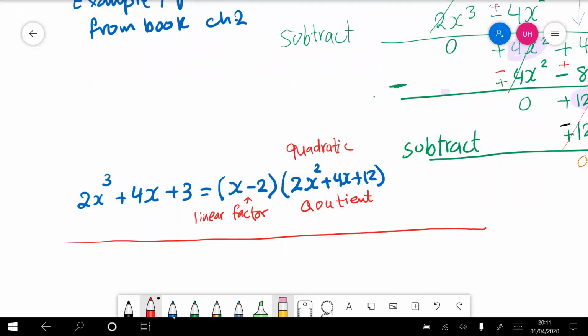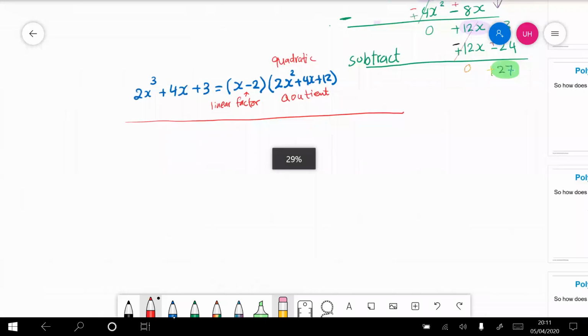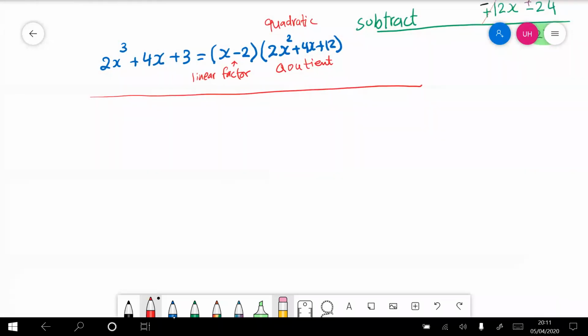Okay, I will do question 18, page 28, chapter 2. The question here is saying use long division to divide the cubic below. In each case, state the quotient and the remainder. Okay, so I will do question 18a for you.